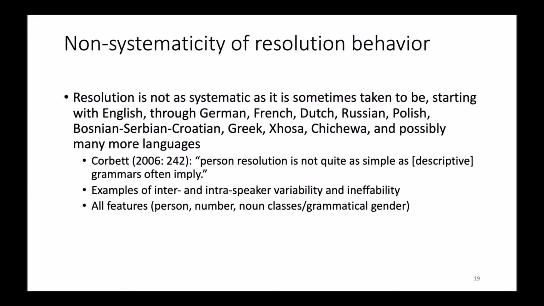So Corbett, who works on modeling the tendencies of resolution and has beautiful, very extensive work on this, himself notes that, for example, person resolution is not quite as simple as descriptive grammars often imply. What we see instead are examples of inter- and intra-speaker variability and ineffability. And this happens for all kinds of Phi-features. It happens for person, number, as well as noun classes and grammatical gender. So we cannot say that only one type of Phi-feature is somehow special and everything else is more systematic. This non-systematicity is attested for all types of Phi-features.